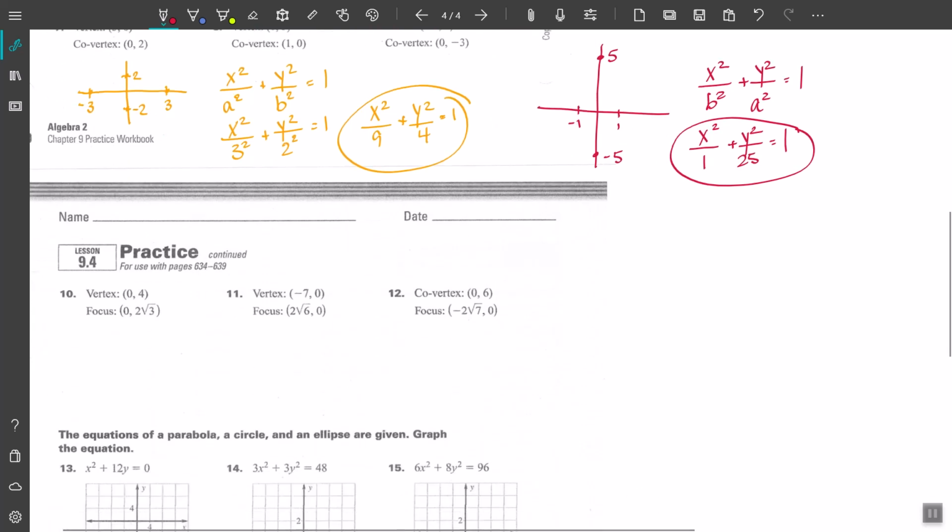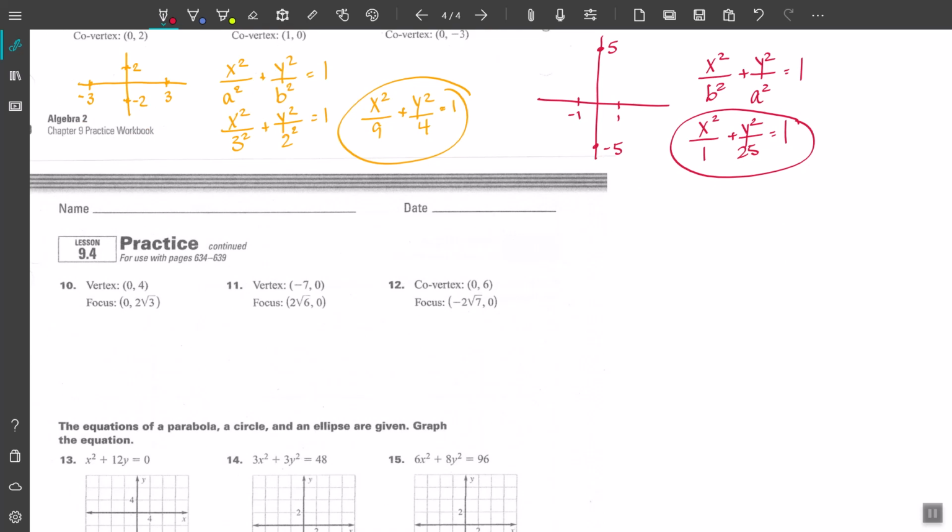So now on the back side, on number 10, they're giving us a vertex and the focus. And so from there, we can do the same thing. We just have different information, so we're going to have to go about it a little bit differently. If our vertex is at 0, 4, that means that the vertex is on the y-axis. So because of that, that's our major axis, and so this is going to be running vertical.